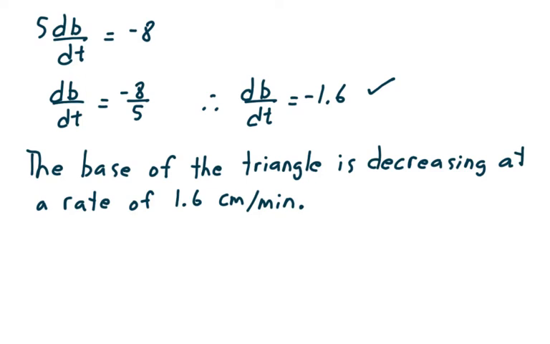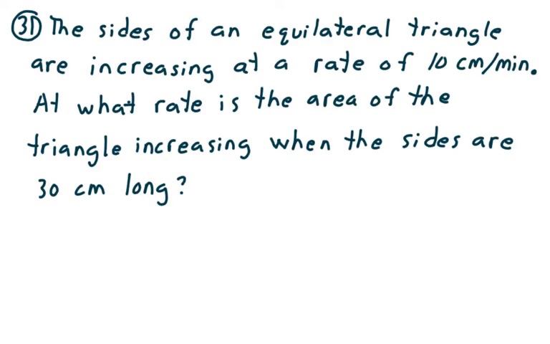That's 21. Let's take a look at 31, sticking to the themes of triangles. On 31, the sides of an equilateral triangle are increasing at a rate of 10 centimeters per minute. At what rate is the area of the triangle increasing when the sides are 30 centimeters long?